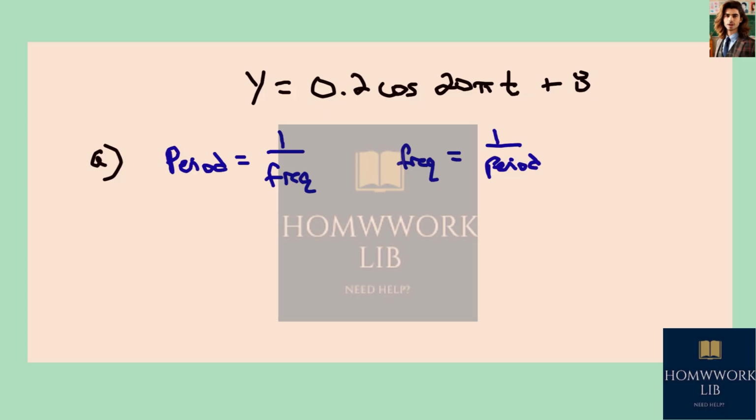Well, the period of cosine is normally 2 pi, but we have to divide the original period of cosine, 2 pi, by its horizontal shrink of 20 pi. So we're dividing by 20 pi, and that would be 1/10. So the frequency would be equal to 1 over 1/10, or 10.